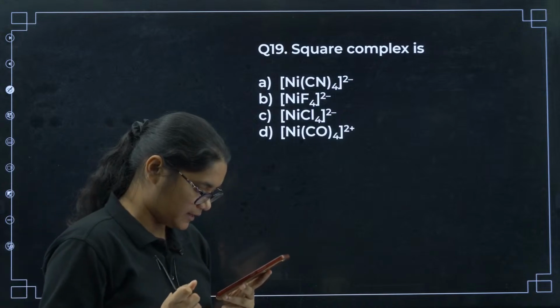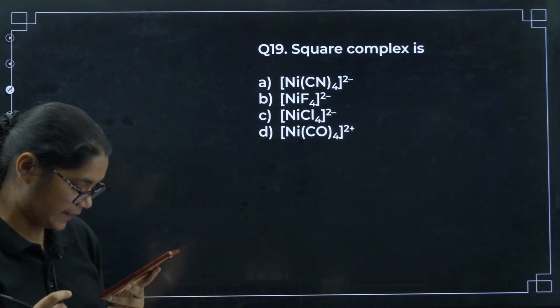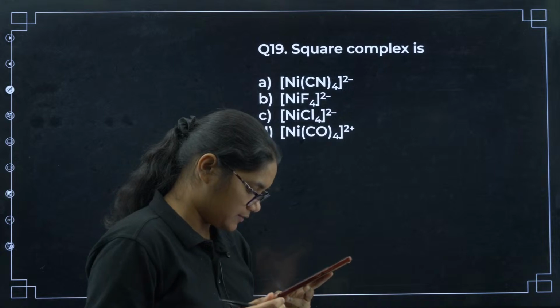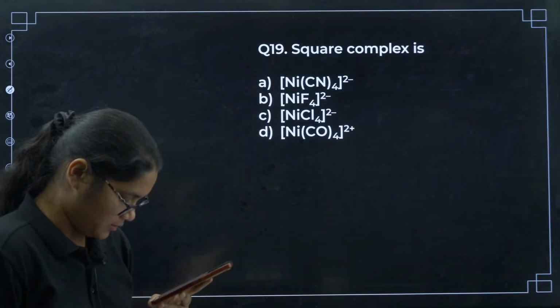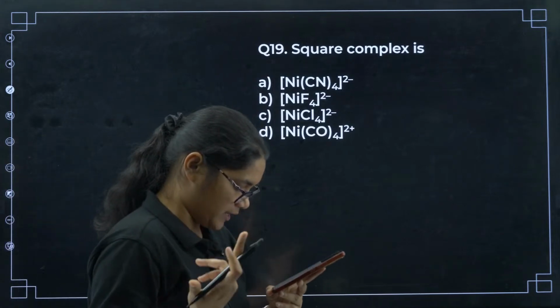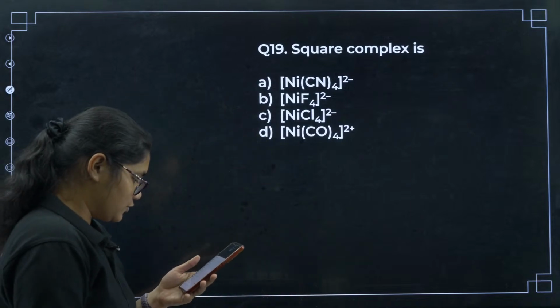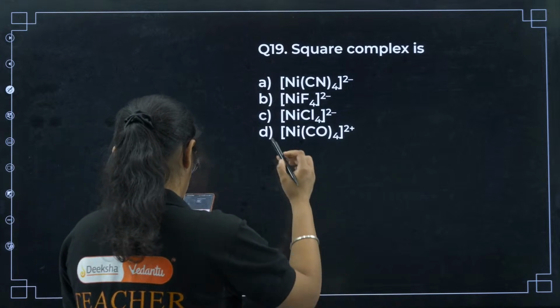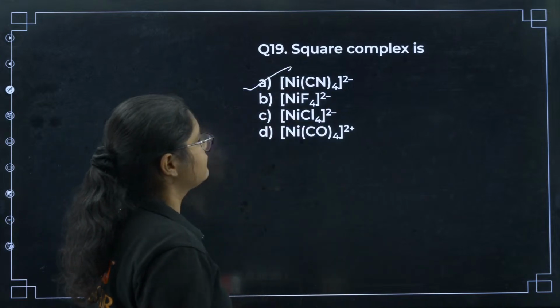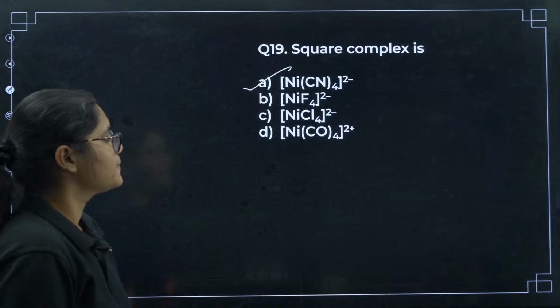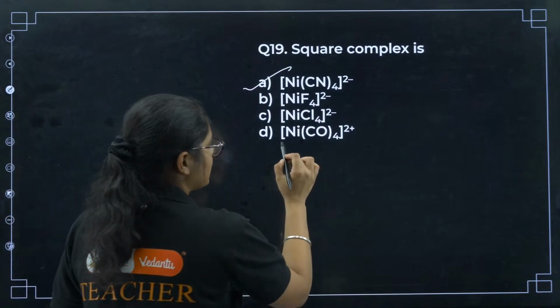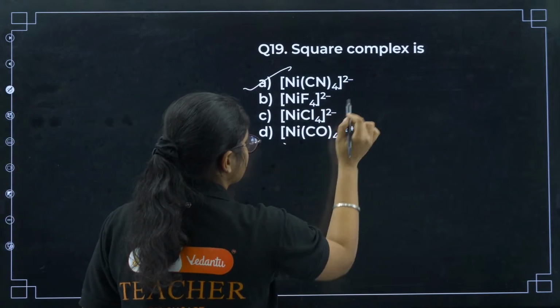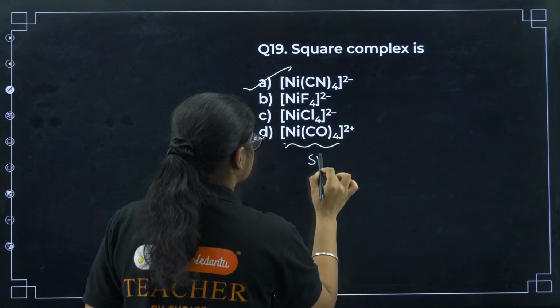Yes, all of you are giving the correct answer. For the 19th question I have got answers from Gauri, IDK, Nitin. Yes, [Ni(CN)4]2- is the correct answer. Square planar. Ni(CO)4 will have sp3 hybridization.